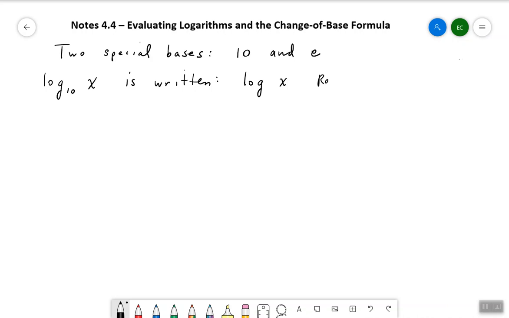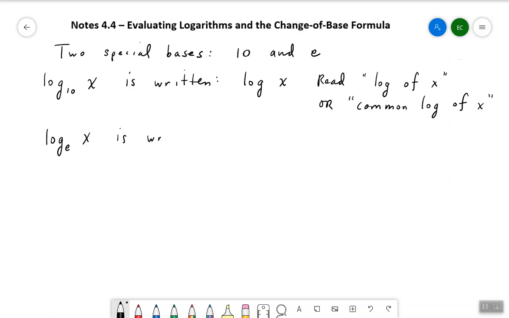So we can read this as the log of x, or even better would be to say the common log of x, where 10 is the common base. So the common log of x. The other one is log base e of x. And we write that ln of x.